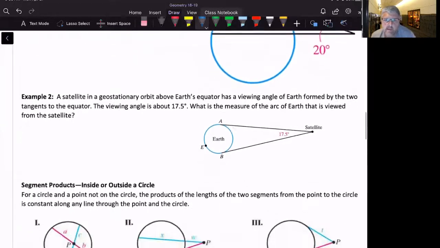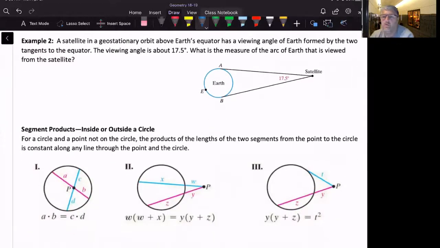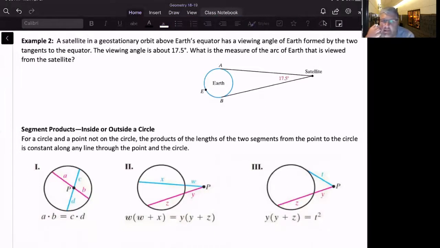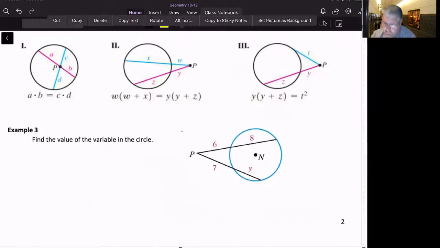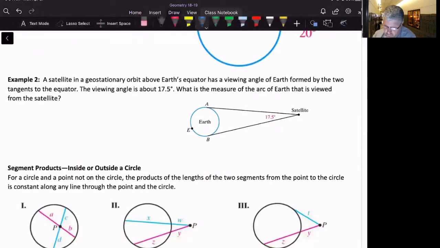This problem comes up a lot in the homework and quizzes. It looks complicated because it's a word problem and there's a lot of big numbers, but for the most part, it's just two lines intersecting outside the circle that are both tangent. Earth's equator is a viewing angle of Earth formed by two tangents. The viewing angle is about 17.5 degrees. What is the measure of the arc of Earth as viewed from the satellite? So it wants to know this piece right there. What part of Earth can you view from the satellite?